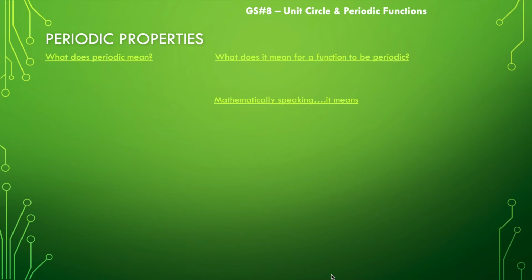Welcome back to our discussion about the unit circle. And in this video, we're going to talk a little bit about how we can observe behavior and patterns on the unit circle and what that means in reference to periodic functions. So we are looking at the idea of something that's periodic.